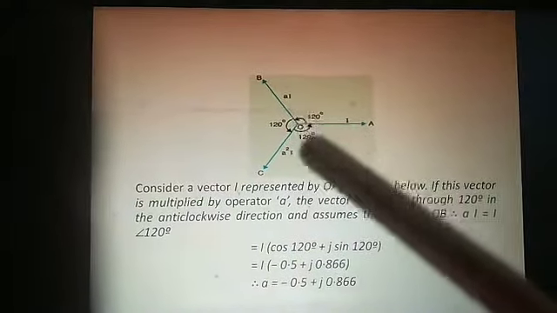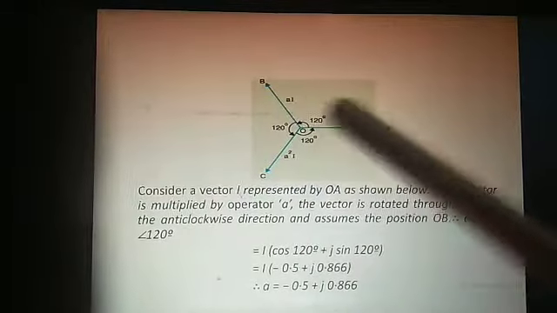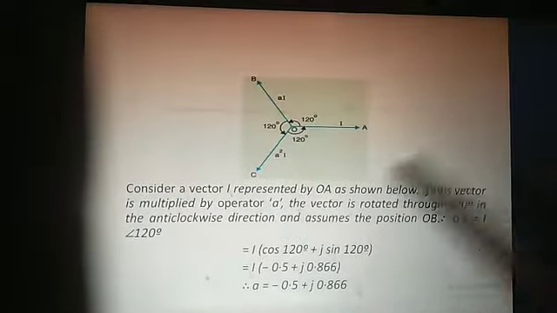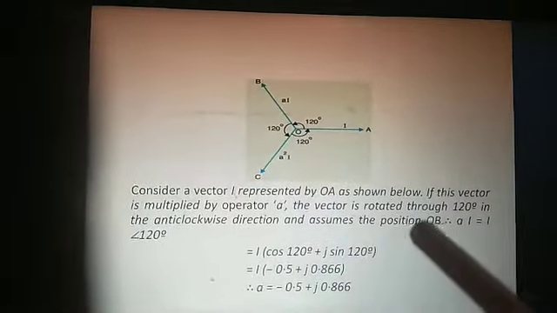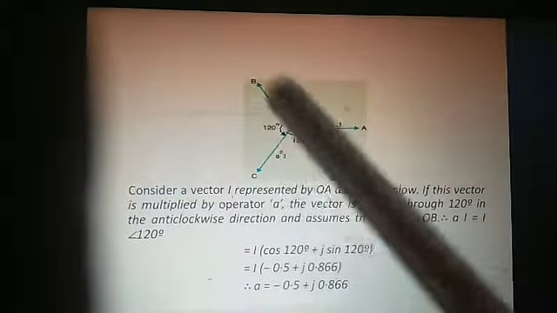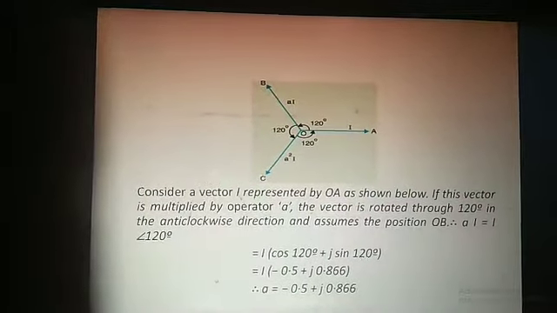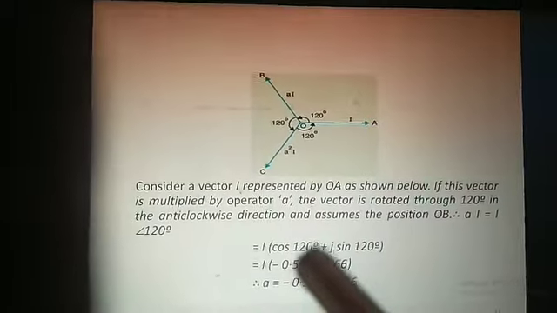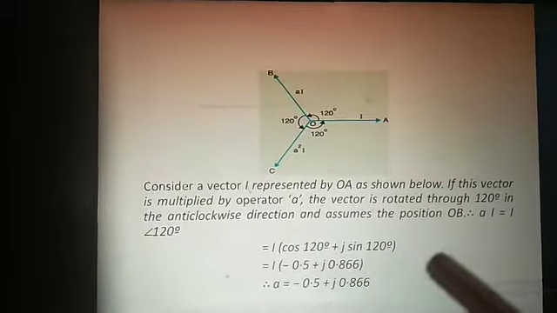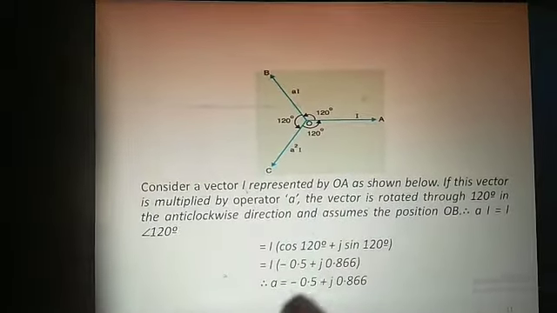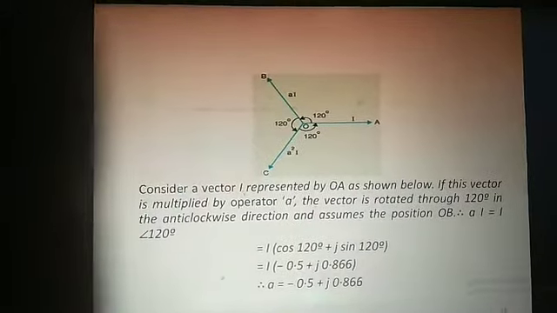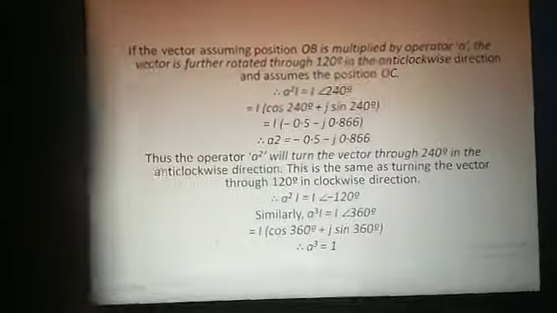It is shown here. So the new position is AI, and the position is OB. So AI equals I into 120 degrees, that means I into cos 120 degrees plus j sin 120 degrees. And now putting in the values, finally we get A equals minus 0.5 plus j 0.866.